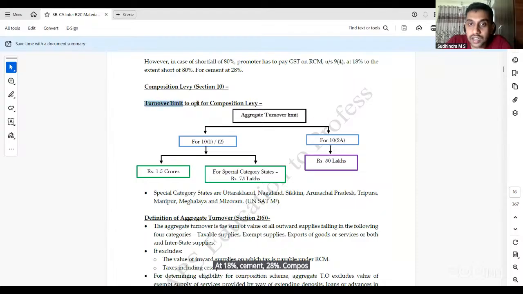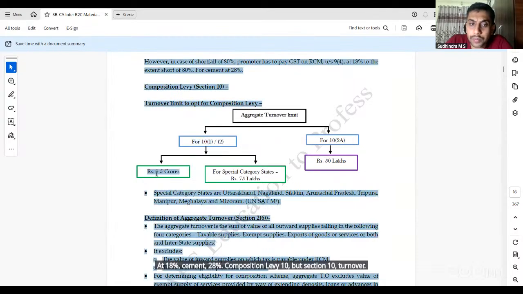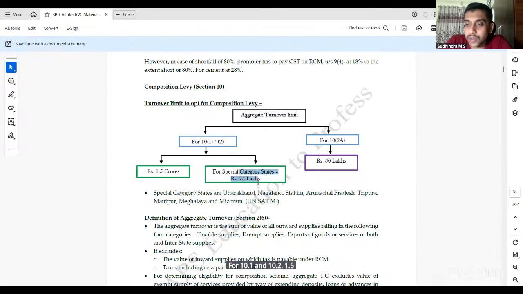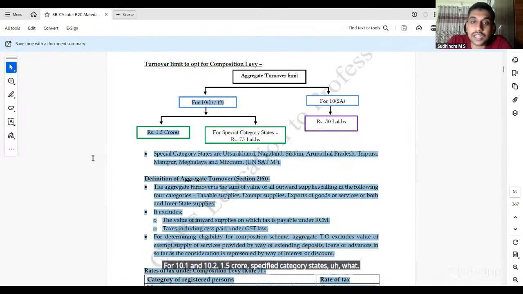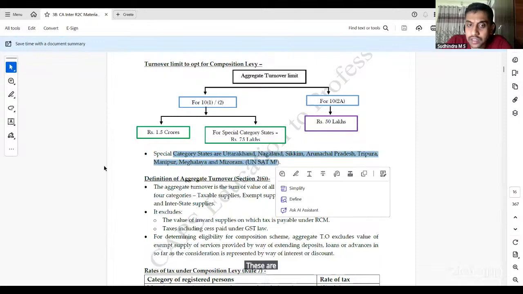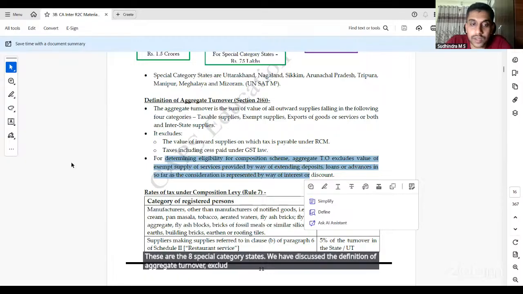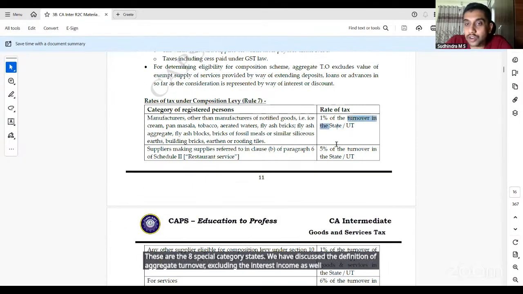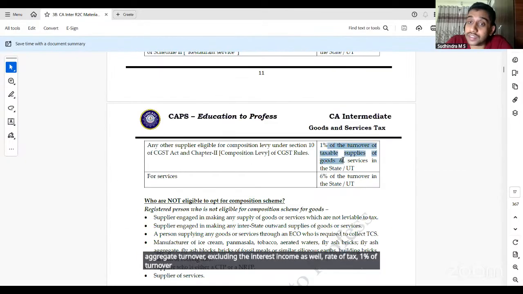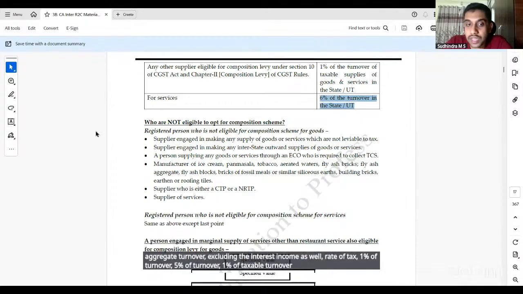Composition levy, section 10, turnover for 10-1 and 10-2, 1.5 crore, specified category states 75 lakh, 10-2A 50 lakh. These are the 8 special category states. We have discussed the definition of aggregate turnover, excluding the interest income as well. Right? Rate of tax 1% of turnover, 5% of turnover, 1% of taxable turnover, 6% of the turnover.